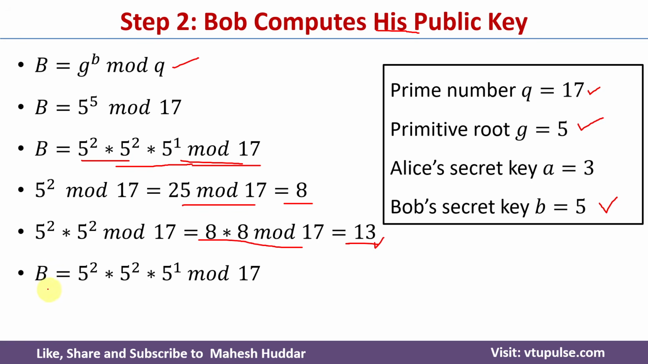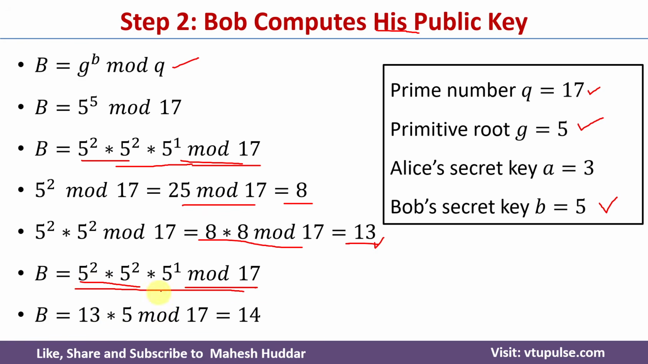After that, we will calculate B is equal to 5 raised to 2, 5 raised to 2, 5 raised to 1 mod 17. So 5 raised to 2, 5 raised to 2 mod 17 is 13 into 5 raised to 1 mod 17. So 13 into 5 is 65. So 65 mod 17 is equal to 14 because 17 threes are 51. So we'll get the remainder as 14. So this 14 is nothing but Bob's public key.